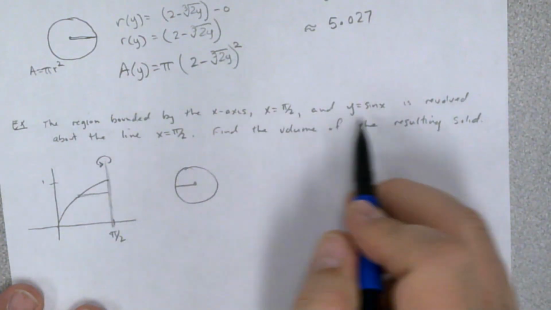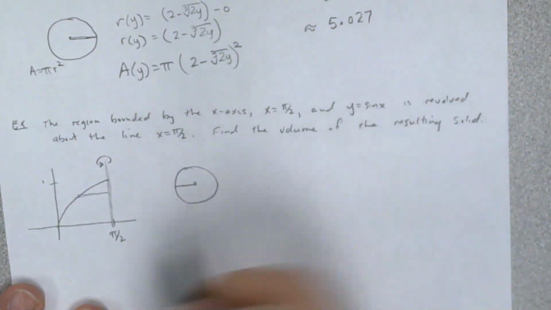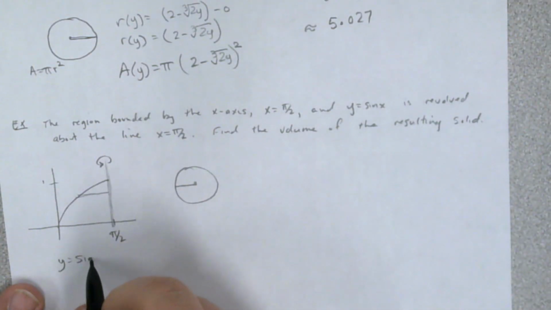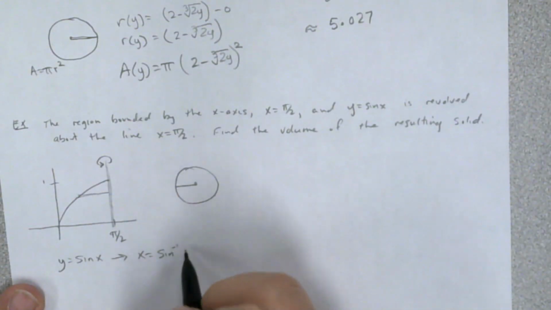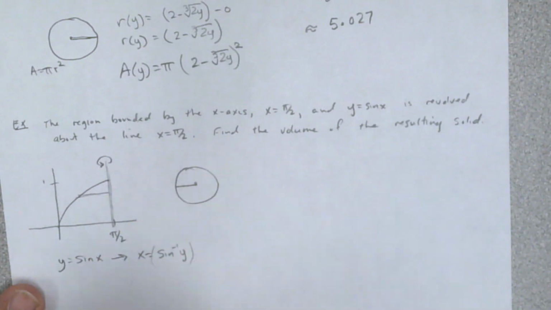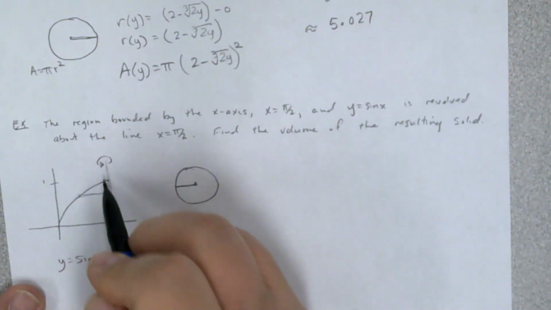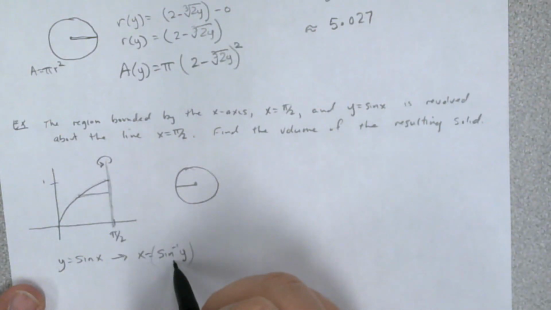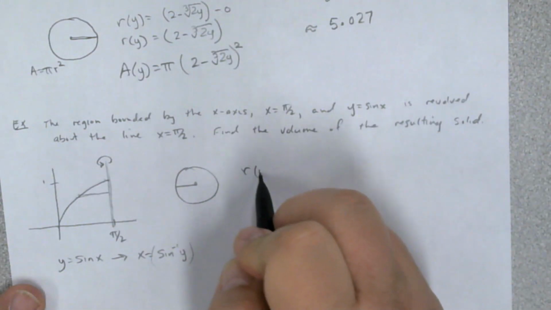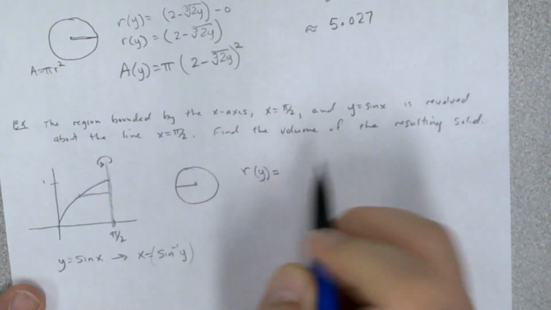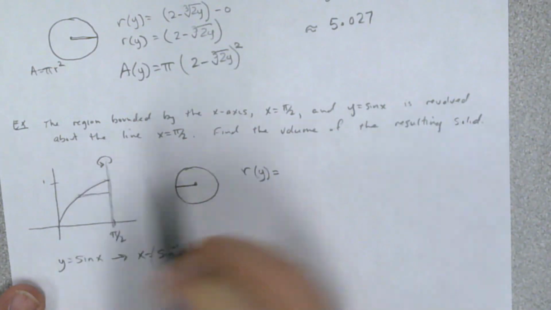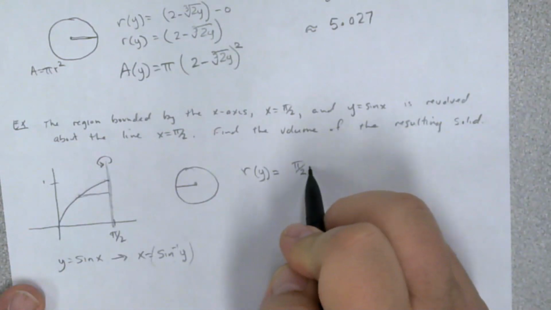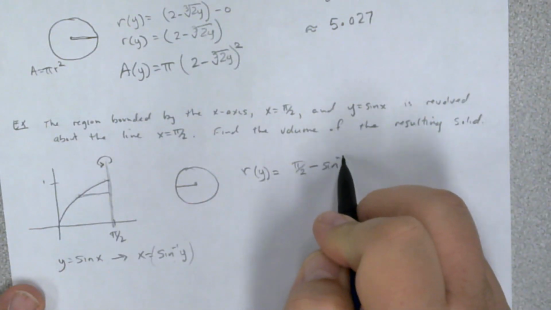We need to take this equation right here and solve for x. So if y equals the sine of x, then I know that x equals the inverse sine of y. So this curve is that curve now. So what is r of y? It is the right minus the left. The right is pi over 2, and the left is the inverse sine of y.